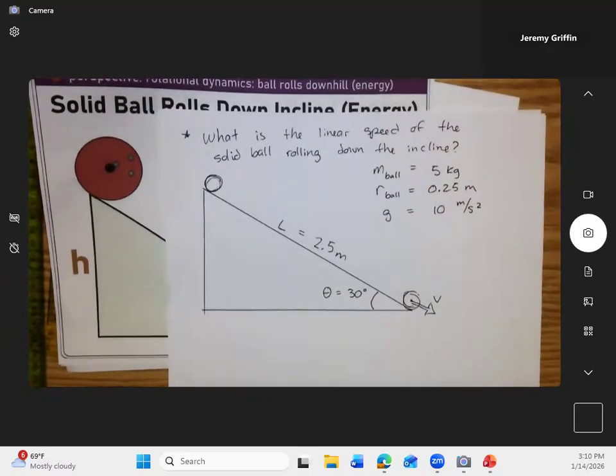Okay. So I'll kind of walk you guys through a basketball rolling down the slope. Okay. So I'll switch out the type of ball. Throw a bunch of numbers at you guys. And what's the linear speed at the bottom? Let's go ahead. Solve for linear speed. Okay. I'd recommend using that energy method.